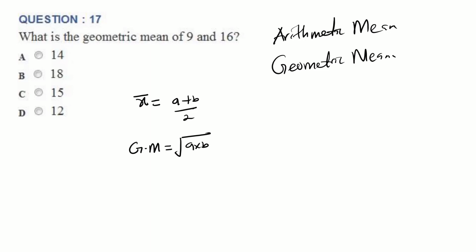So to find the geometric mean of these numbers, which is 9 and 16, that's going to be the root of 9 times 16. And 9 times 16 is what? That is 144, and the root of that is 12. That is option D.